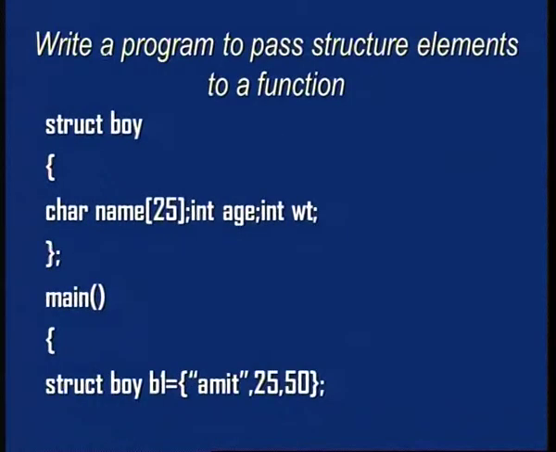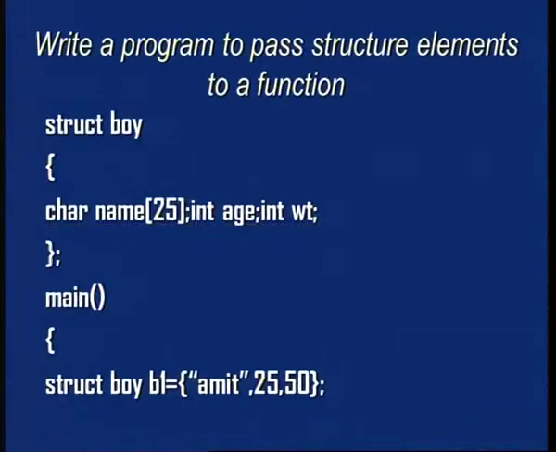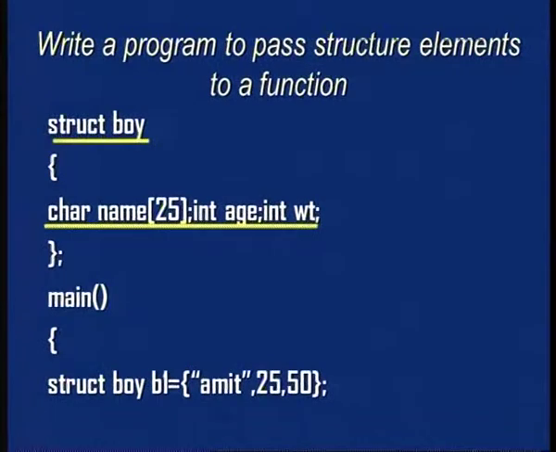Now we will see a simple program to pass the structure elements to a function. So, how are we going to pass structure elements? Now see, there are two ways of passing values to a function using structures. One is you can directly pass the address of the variable, or you can pass the individual values of the members. So this is an example where we will be passing the individual values of the members of the structure to a function. So first we have declared a structure. The structure tag is boy. It is having 3 variables, 2 of type integer, 1 of type string.